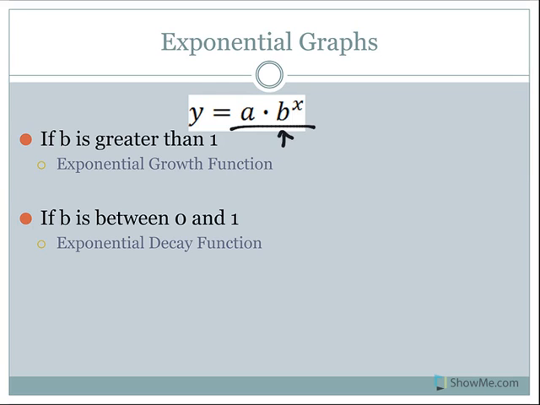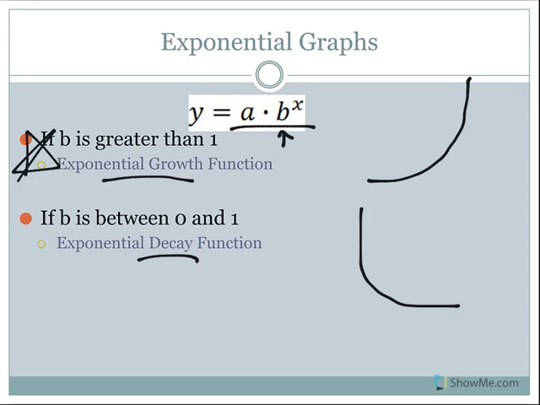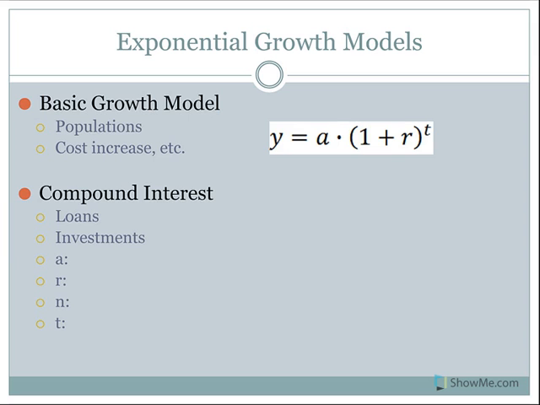And what we talked about is that if b is bigger than 1, it's going to be a growth function. If b is between 0 and 1, it's going to be a decay. So again, growth means it's getting bigger as we go. Decay meaning it's getting smaller as we go. So what we're going to look at today specifically is just growth functions and how they apply to some different models, some real life examples.